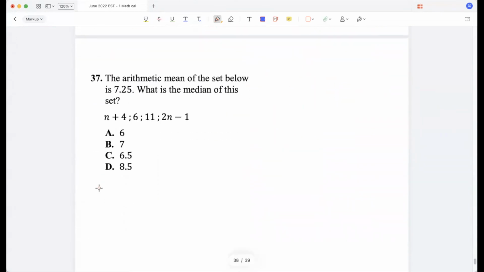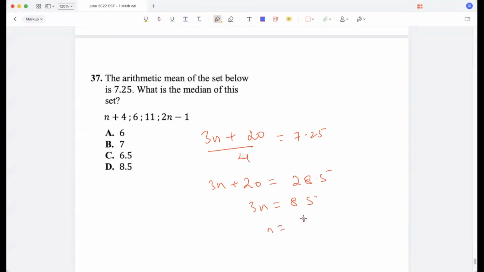Arithmetic mean of the set below is this. What is the median of this set? Okay. 3n plus 6 and 4, 10 and 11, 20. 20 divided by 4 is 7.25. So 3n plus 20 is 28.5. So 3n is 8.5. So n is 8.5 by 3. Right? Is that correct? Just let me do that again.